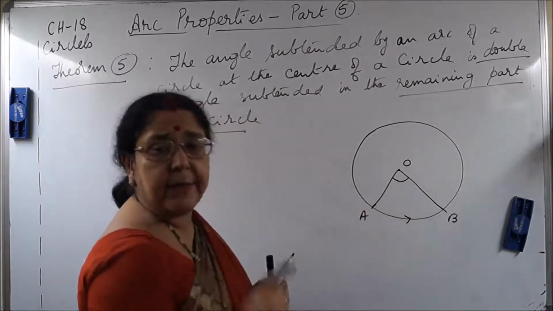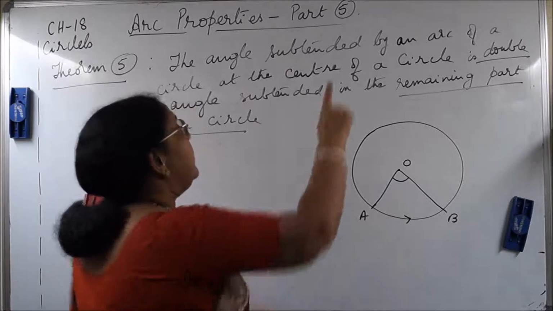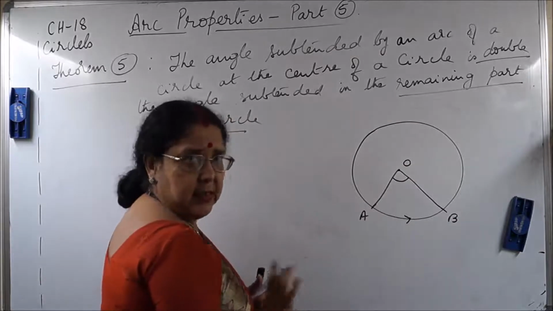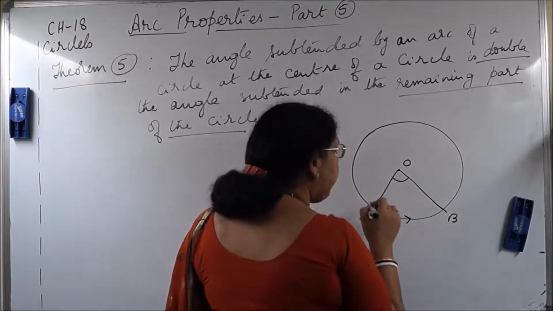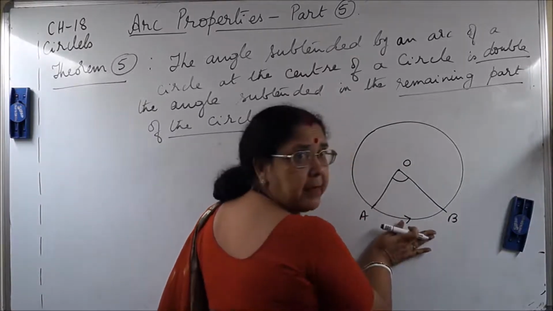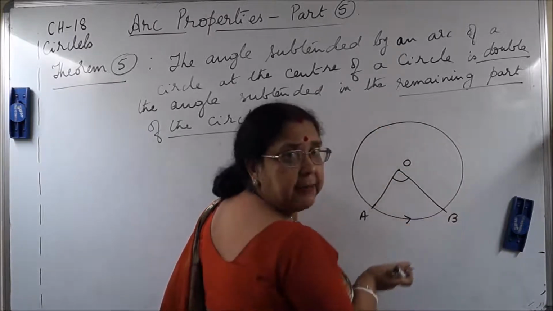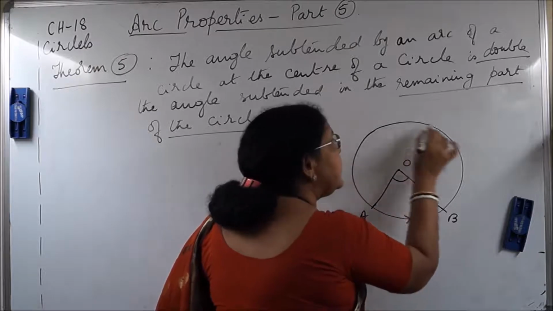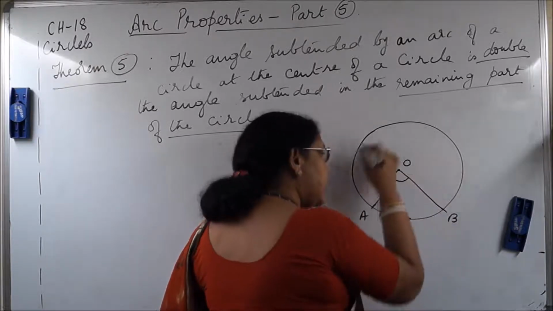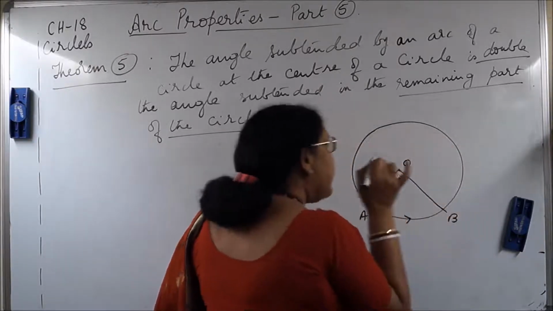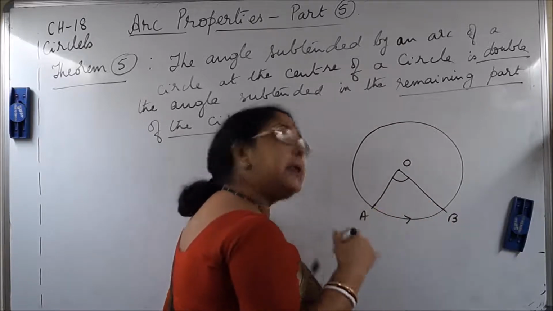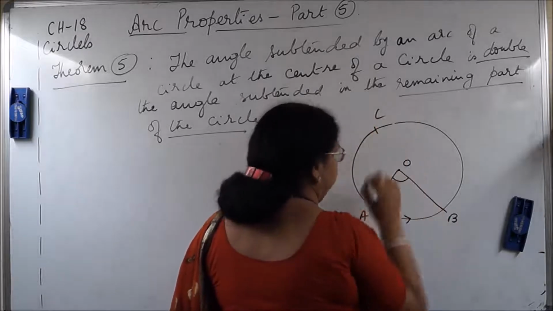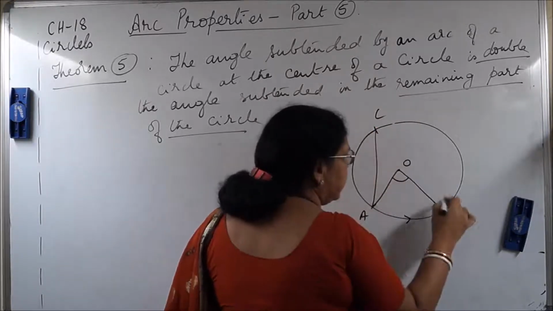Now, it is double the angle subtended in the remaining part of the circle. So what is the remaining part other than the arc AB? That is the major arc. So here the remaining part is this much. Now in this remaining part, if the same arc AB subtends any angle, let us take, say, at point C, which will be the angle?